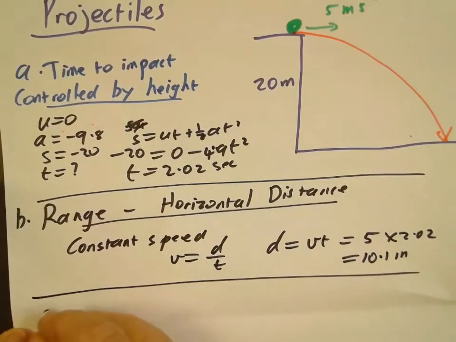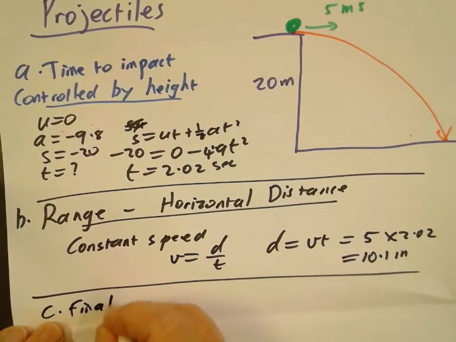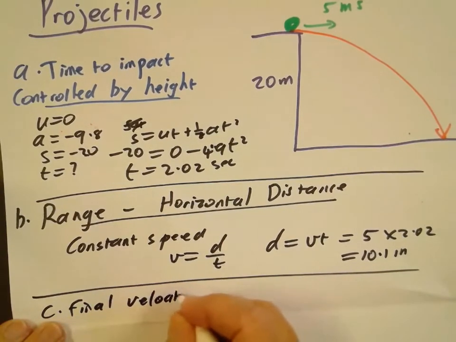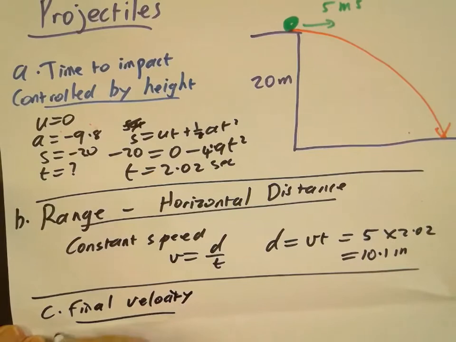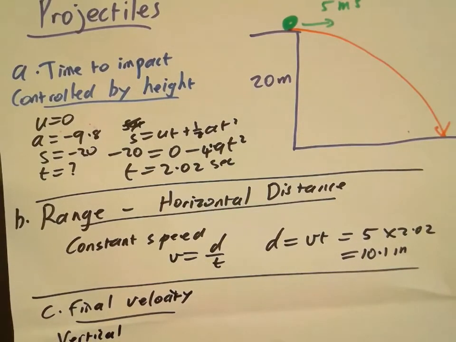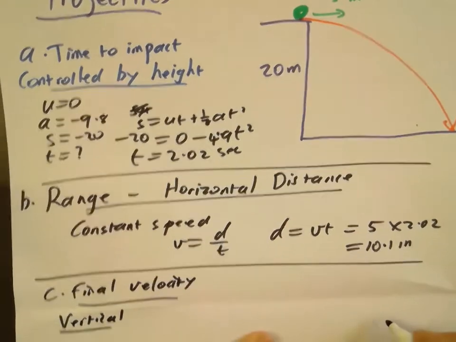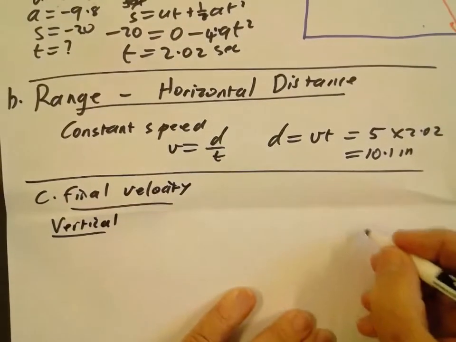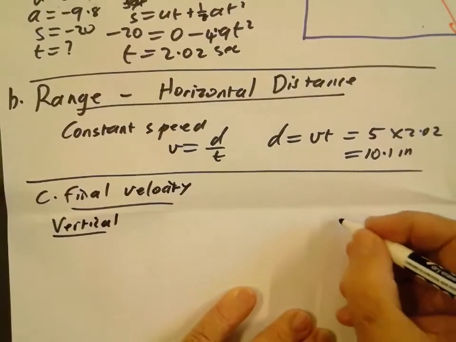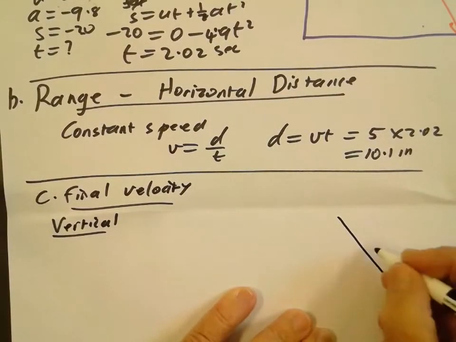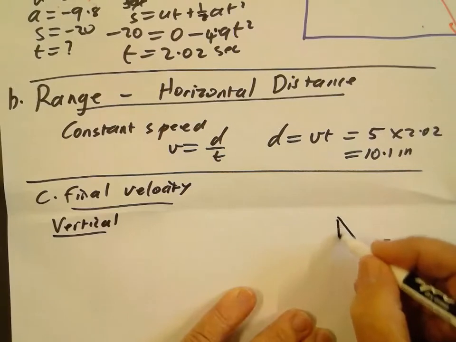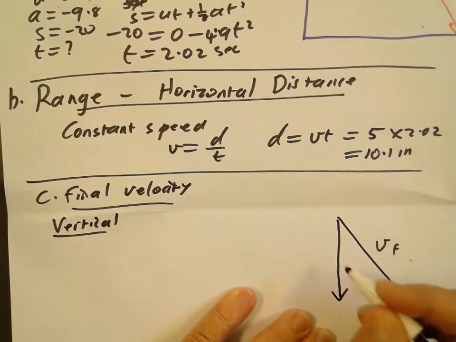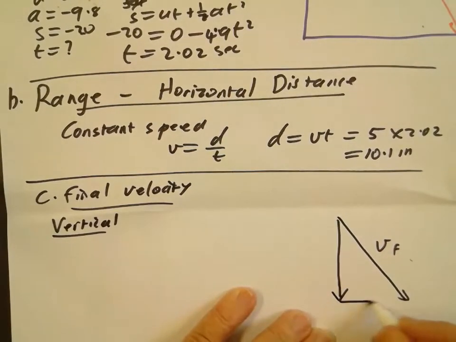C, final velocity. So the final velocity is made up of two parts, because when something lands, as you can see on the one on the angle above, it lands at an angle, and that angle is v final. But that angle is made up of the vertical speed and the horizontal speed. The horizontal speed we know is 5.